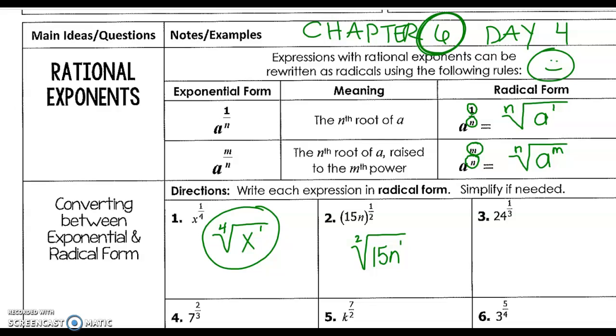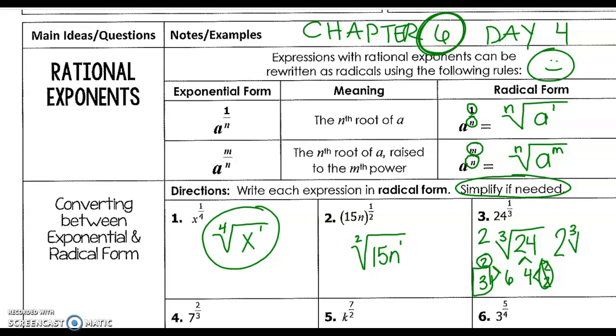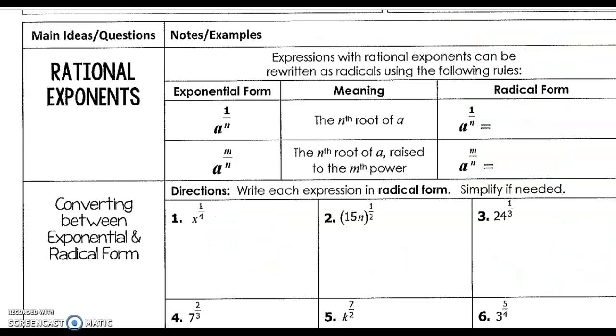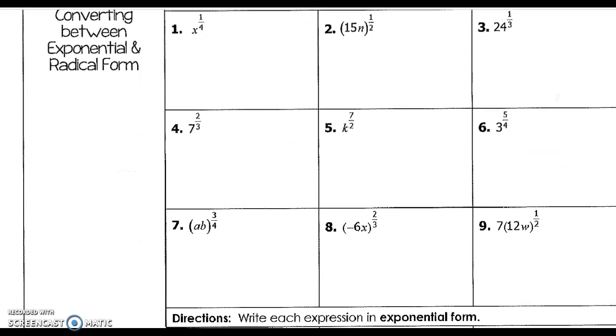24 to the power of 1/3 would be the cube root of 24 to the power of 1, which would be 1. It tells us to simplify if needed. So we could go 6 times 4. 4 is 2 and 2. 6 is 2 and 3. So here we've got three 2's to bring out a 2. The 3 is stuck. So that'd be 2 cube root of 3. Boom. All right, so that is how you convert there.